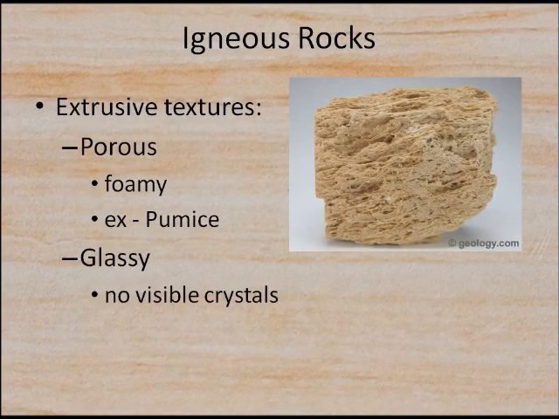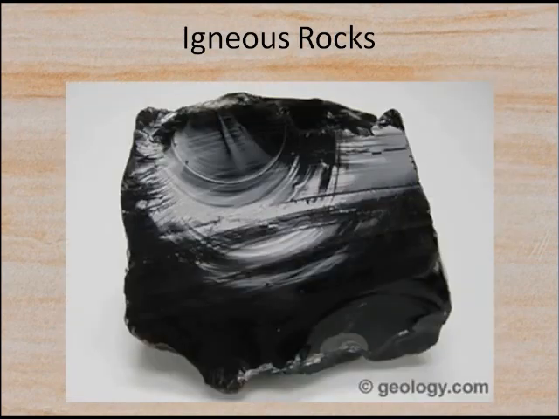And the last texture we're going to talk about is glassy. That's no visible crystals at all. In fact, it's kind of like glass. It is glass. It's volcanic glass, and it breaks just like glass. It looks like glass. It's black, right? Ancient peoples used obsidian, volcanic glass, for weapons, for cutting instruments, because this stuff is really sharp.